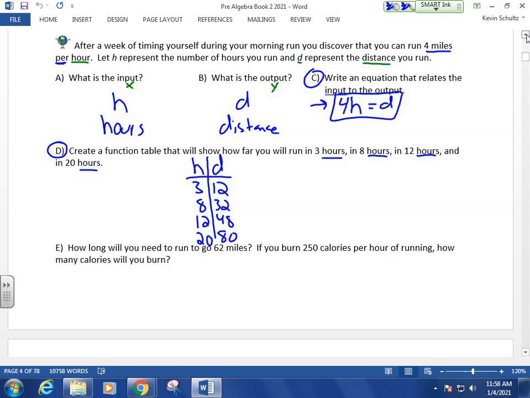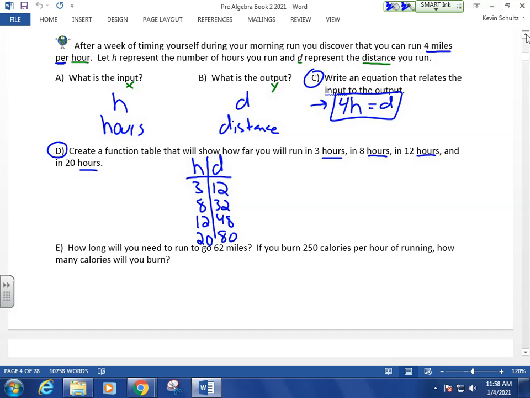Okay, so we see the connection here in what we did on Monday, in that this function table, we are creating this table to help us predict, well, what if this happens? What if I run for this long? What if I go for this, right? Testing different times to get the total distance.